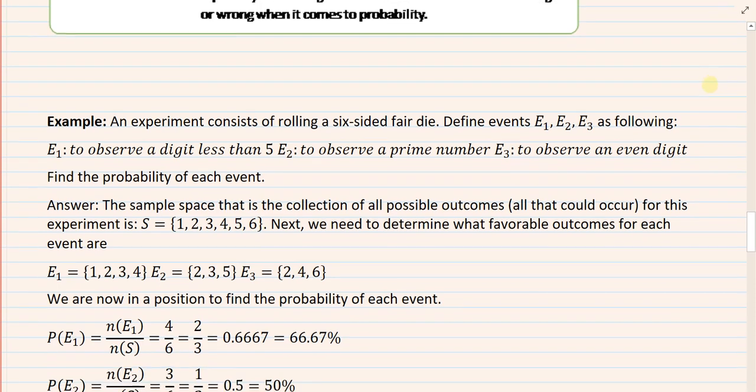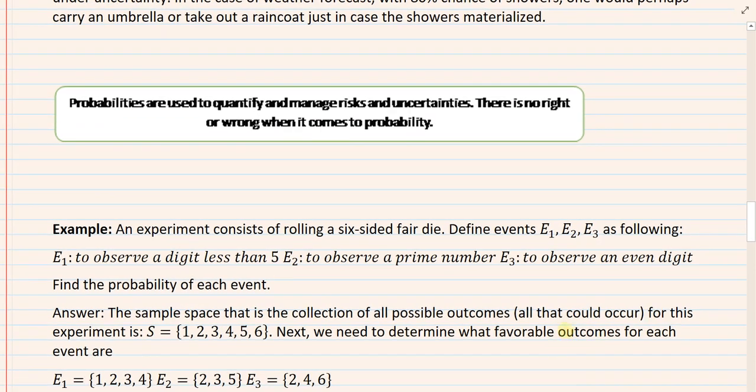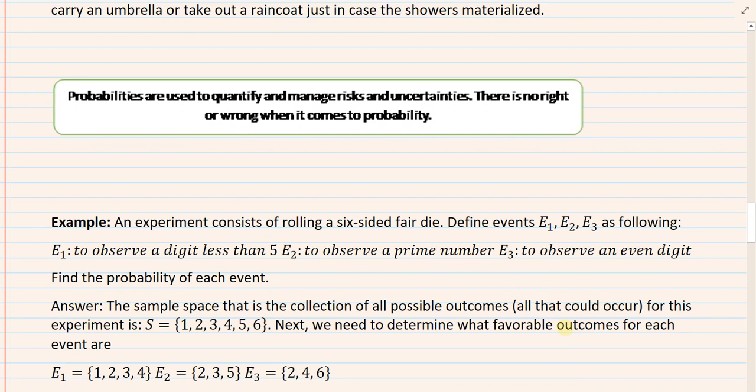So let's take a look at an example here. In this example, I'll show you one piece at a time so it's not confusing. So here I made up an example. Let's say our experiment is the roll of a fair die, 6-sided die. And I have defined 3 events, E1, E2, and E3. E1 is to observe a digit less than 5. That means 1, 2, 3, and 4.